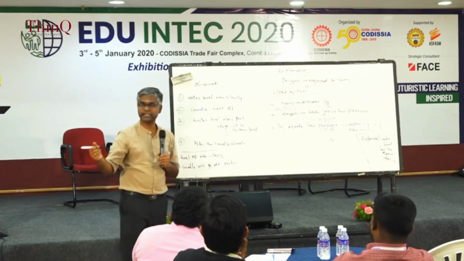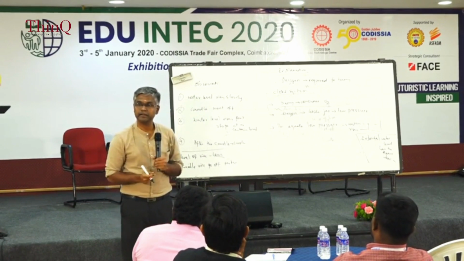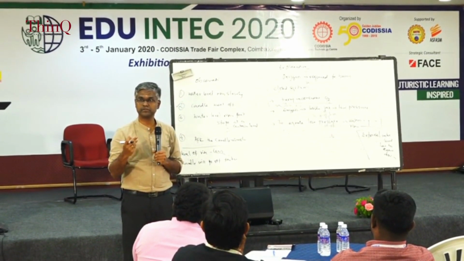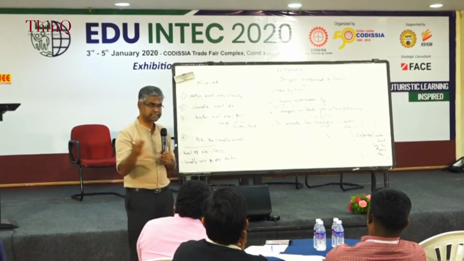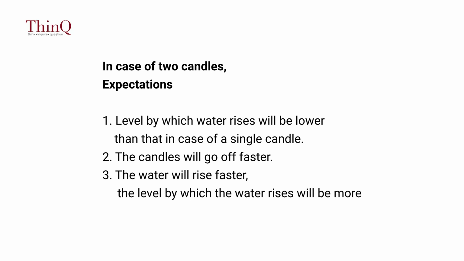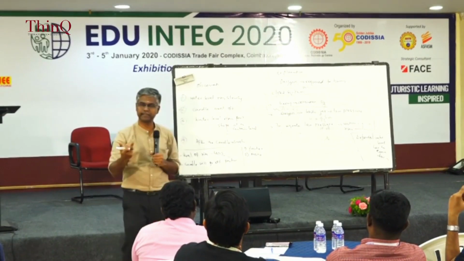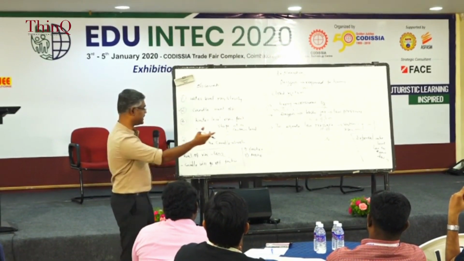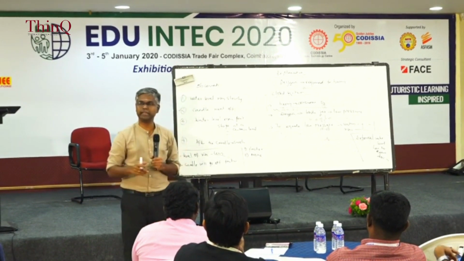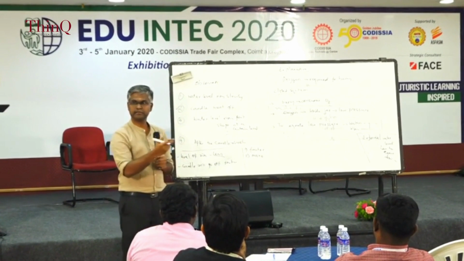What were you saying? Somebody? Will rise more? It will be faster. Okay, here is the expectation. It will be faster. It will be more. The rise will be more. What is the basis of your expectation? Because he said very clearly, because there will be more smoke that will come, therefore the level of water will be less. The rise will be less.